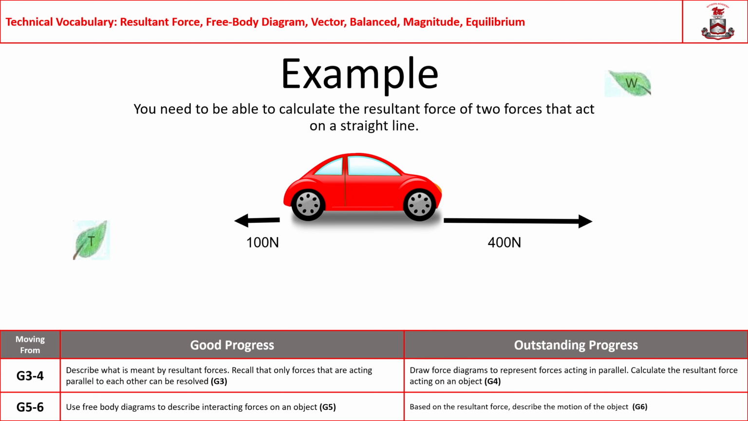Let's do a different example. The resultant force. We've got 2 forces that act on a straight line. The car is driving, so let's call the one on the right hand side the driving force, or the pushing force. Let's call this the air resistance, or the drag. Let's write them on.